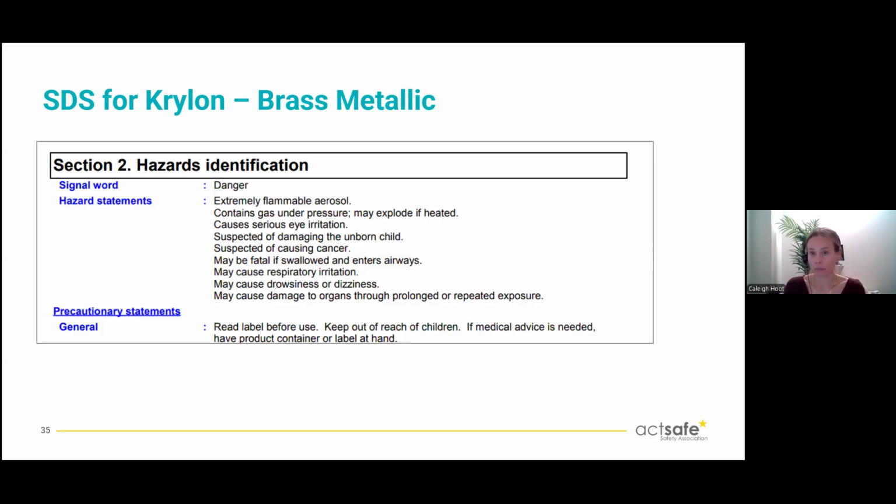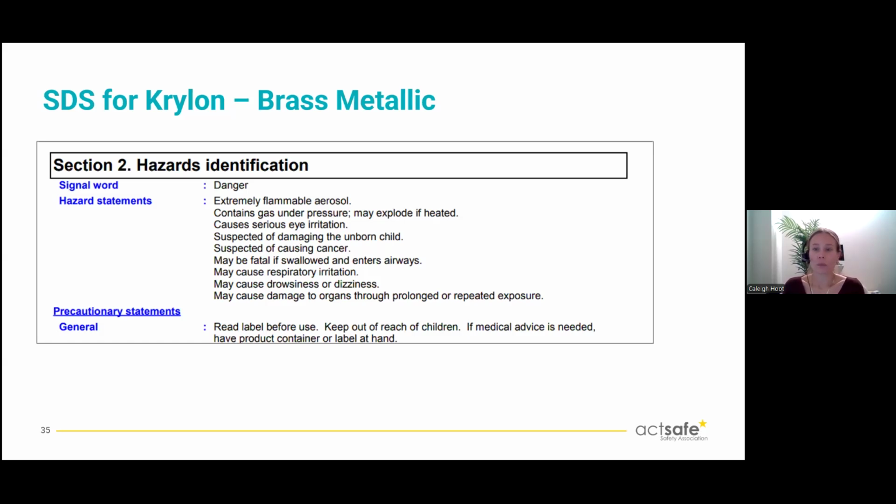Okay, so now we look at our hazard statements. These tell you exactly what the chemical can do to you or the environment. So: extremely flammable aerosol, suspected of causing cancer, may cause respiratory irritation, may cause drowsiness or dizziness. These are very specific and easy to understand. So if we go to the hazard statements, we're going to have a better understanding than if we look at the classification, I feel.